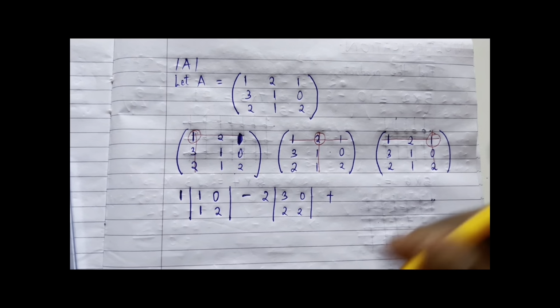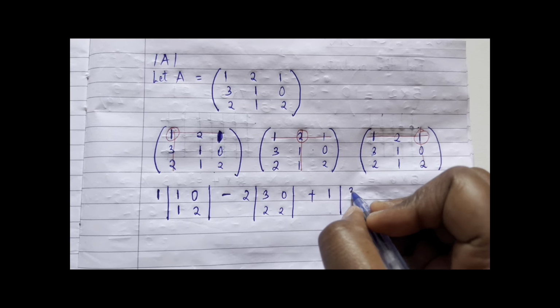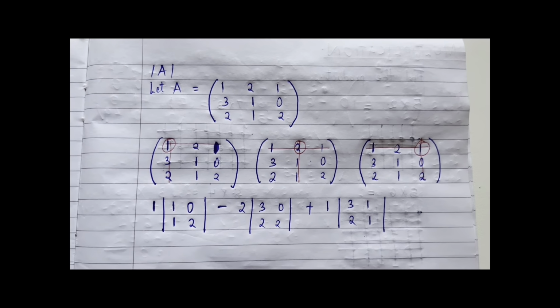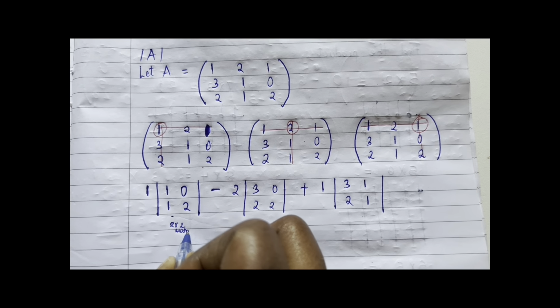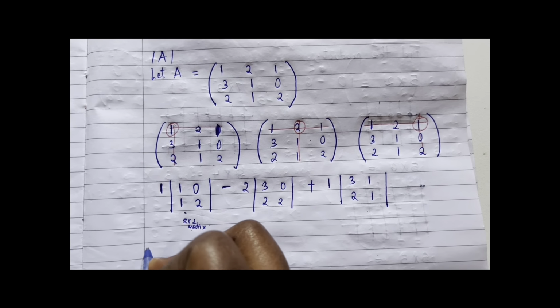So cancel each row and column. We remain with 2, 1, 3, 1, and 2, 1. So we have a 2 times 2 matrix, and there's a formula for calculating a 2 times 2 determinant. Where there is 1 there, that's A11, A12, then there is A21 and A22. So we're going to multiply A11 times A22. The formula for calculating the determinant is A11 times A22 minus A12 times A21. So we're going to use this to calculate the determinant of all the three parts.